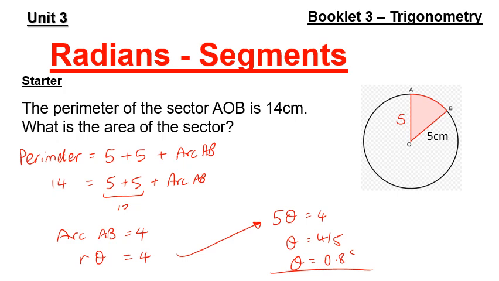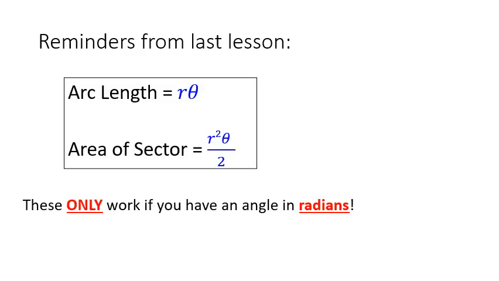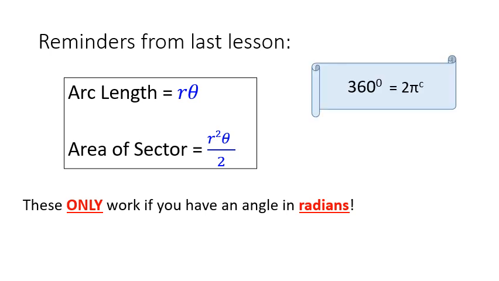Now in this PowerPoint I'm going to go through segments. Rather than sectors, like in that picture, we're going to now look at segments, which is a slightly different shape inside a circle. So just a reminder of the formulas from last lesson. Arc length is r theta, area of the sector is r squared theta over 2, and these only work if you're in radians. Now another reminder, a full circle, which is 360 degrees, is 2 pi if you're measuring in radians.